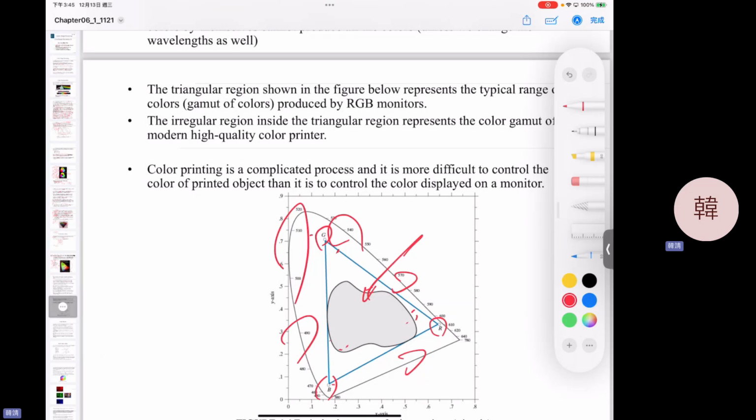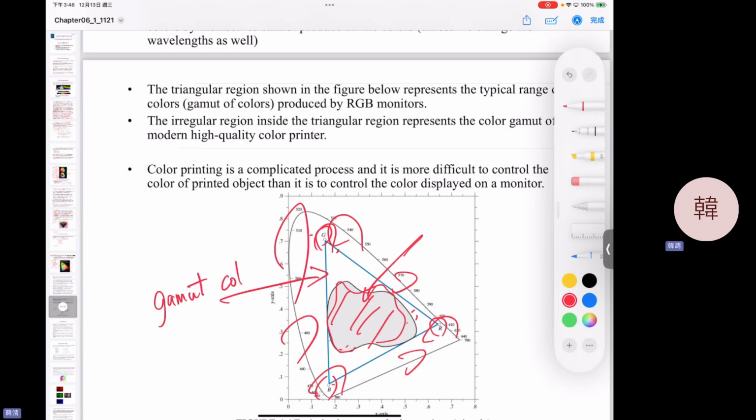That's the rule. So it depends on what device you are using, and whether it is a light source or printing. This irregular shape is only the range of colors you can present from your printing device. Okay, so it's limited. Although we have such a colorful CIE diagram there, not all of it can be obtained from your device or printed out from your device. So we call it a gamut of color.